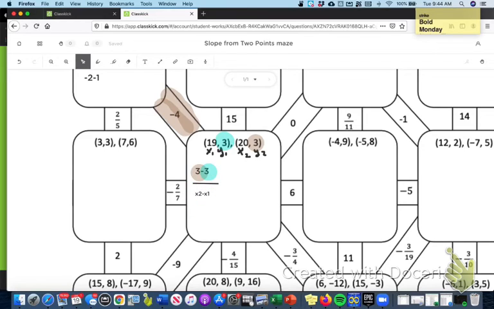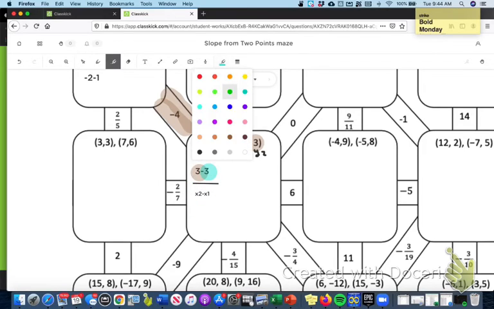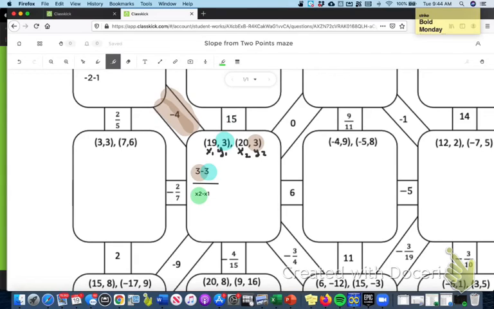So now I'm going to replace the x2 with the x coordinate of my second coordinate, right? Because it's x2. So I'm going to backspace. I'm going to replace that with a 20. x1 is going to be 19. So I'm going to replace that x1 with the 19. My next step is to look for any double negatives, but I don't have any double negatives this time. So I am just going to do the math.